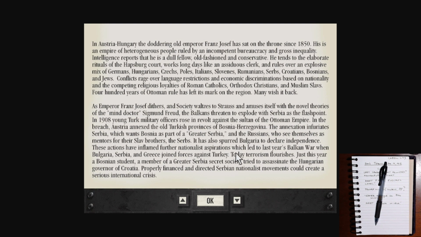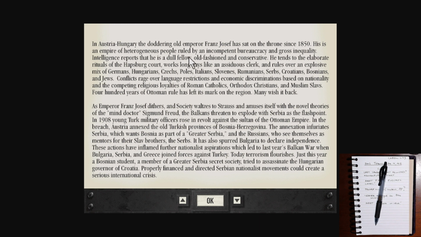In Austria-Hungary, the doddering old Emperor Franz Joseph has sat on the throne since 1850. His is an empire of heterogeneous people, ruled by an incompetent bureaucracy and gross inequality. Intelligence reports that he is a dull fellow, old-fashioned and conservative. He tends to the elaborate rituals of the Habsburg court, works long days like an assiduous clerk, and rules over an explosive mix of Germans, Hungarians, Czechs, Poles, Italians, Slovenes, Romanians, Serbs, Croatians, Bosnians, and Jews.